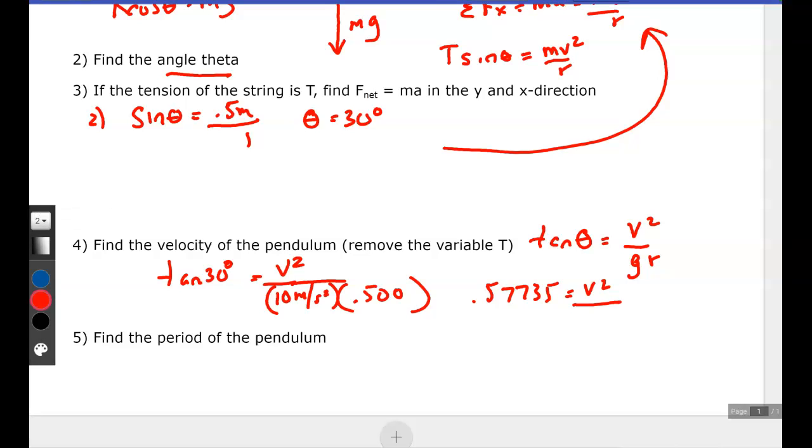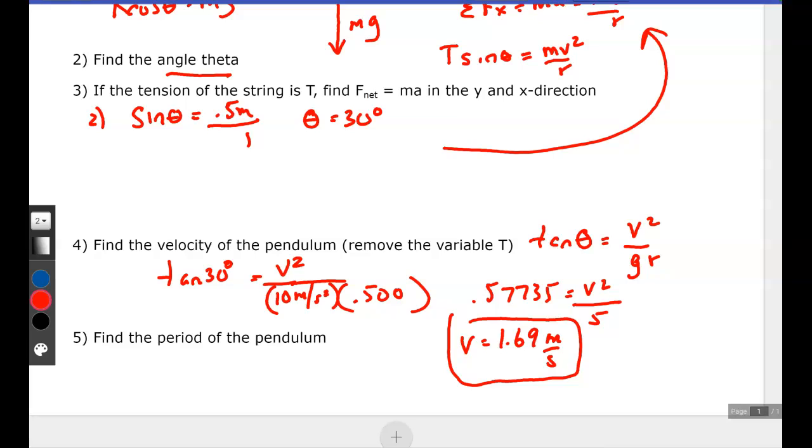Okay. 10 times 0.5 is 5. Multiply both sides by 5: 0.57735 cross multiply times 5 equals v squared, and the square root is 1.69. So the velocity is, we'll call it, 1.69 meters per second, three significant digits.